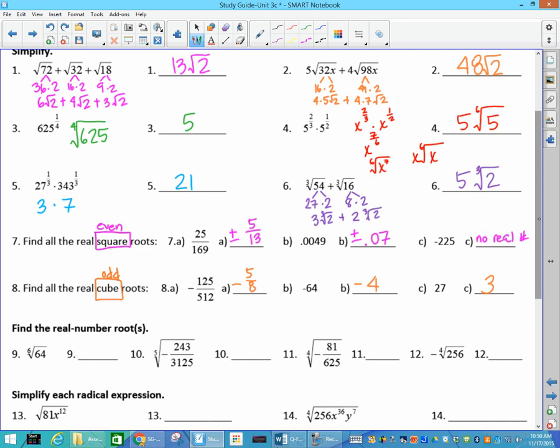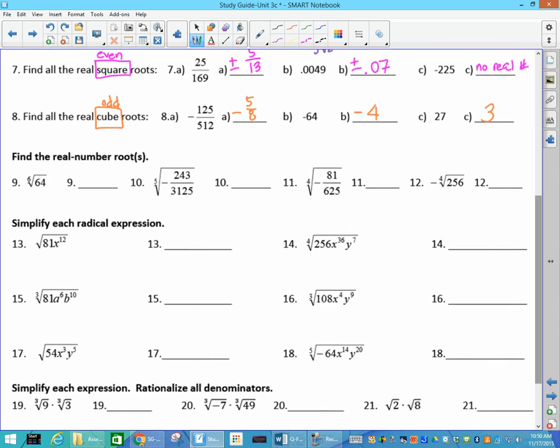All right, number 9. Find the real number root. So these directions are different than those directions because these have a radical sign in them. So you'll never give me plus or minus unless I give you a plus or minus. It's positive, my answer will be positive. The sixth root of 64 is, I hope everybody knows. What's the sixth root of 64? It's 2. Again, use your calculator if you need help with that.